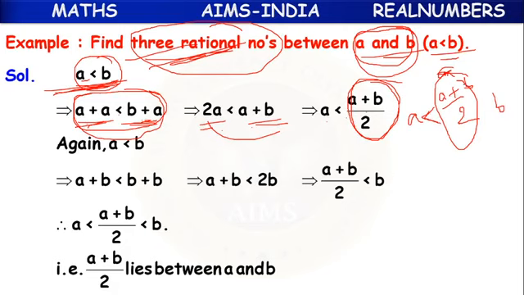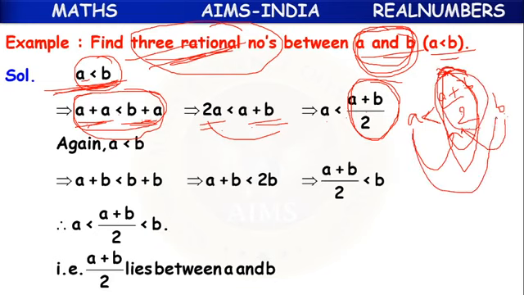This means we are getting one rational number which is greater than a. But we have to prove that it is less than b. We have to insert a rational number between a and b. We have proved it is greater than a, but we have to prove it is less than b. Then we can tell that this is one rational number which exists between a and b.